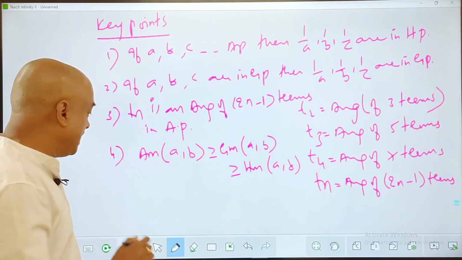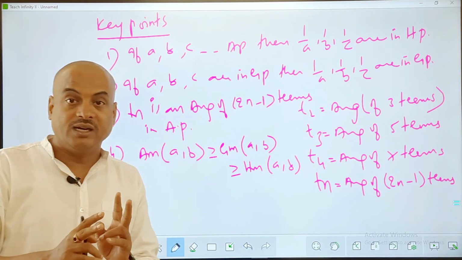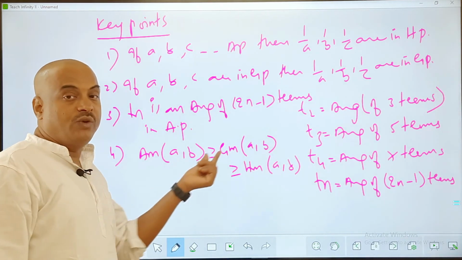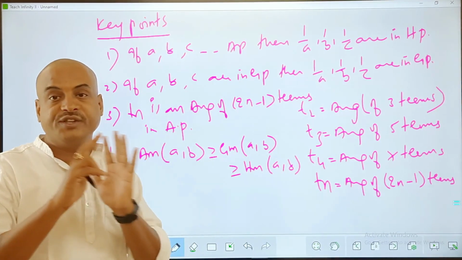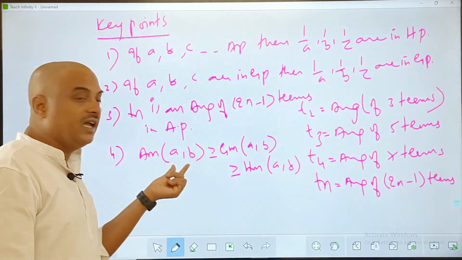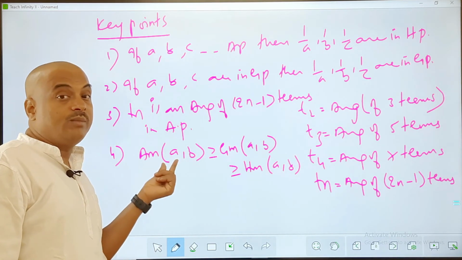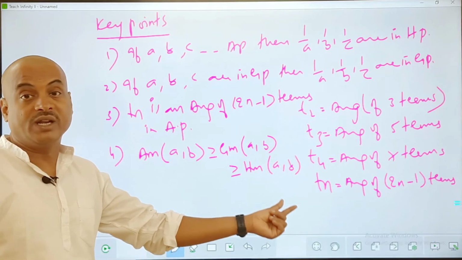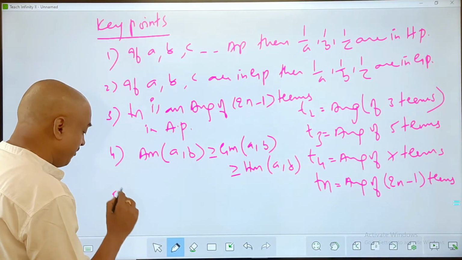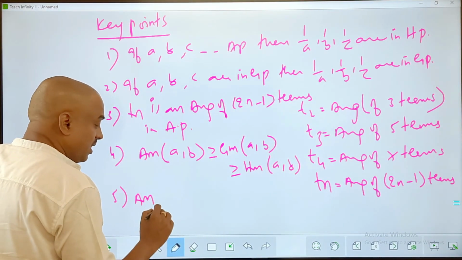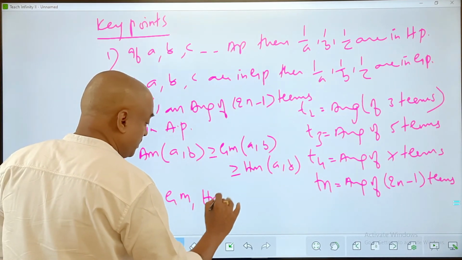Now imagine in this case, if A is equal to B, that means A and B are two identical numbers, then AM will be equal to GM and GM will be equal to HM. All three of them can be equal if A and B are identical numbers. If they are not same, then AM is definitely greater than GM, GM is going to be definitely greater than HM is the point.